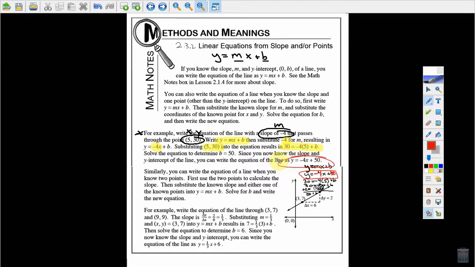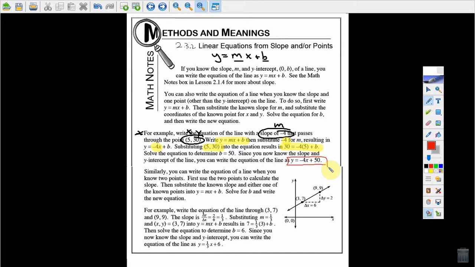Okay, similarly, you can write the equation of a line when you know 2 points. So this was if we know the slope and 1 point. We can also do it if we know just 2 points. We just have one more step to do. So the first thing we're going to do is calculate the slope between the 2 points, and then we're back to where we started in the first example. We're going to use that slope along with one of the points to calculate the equation.